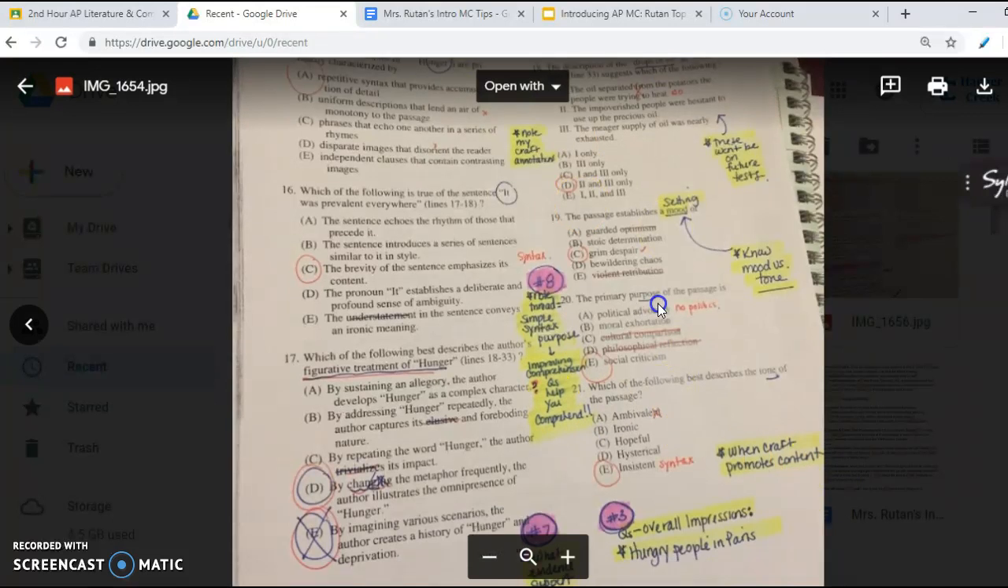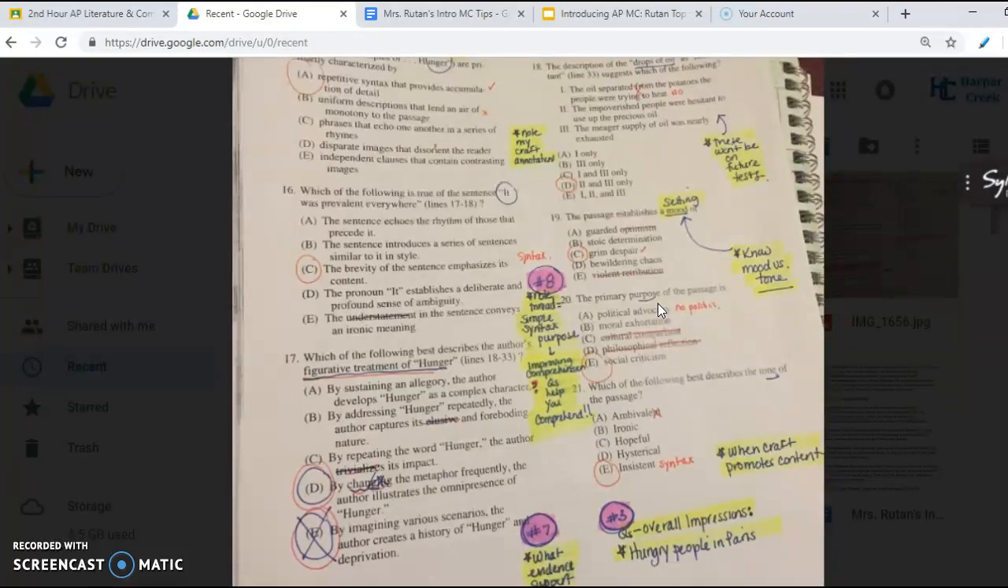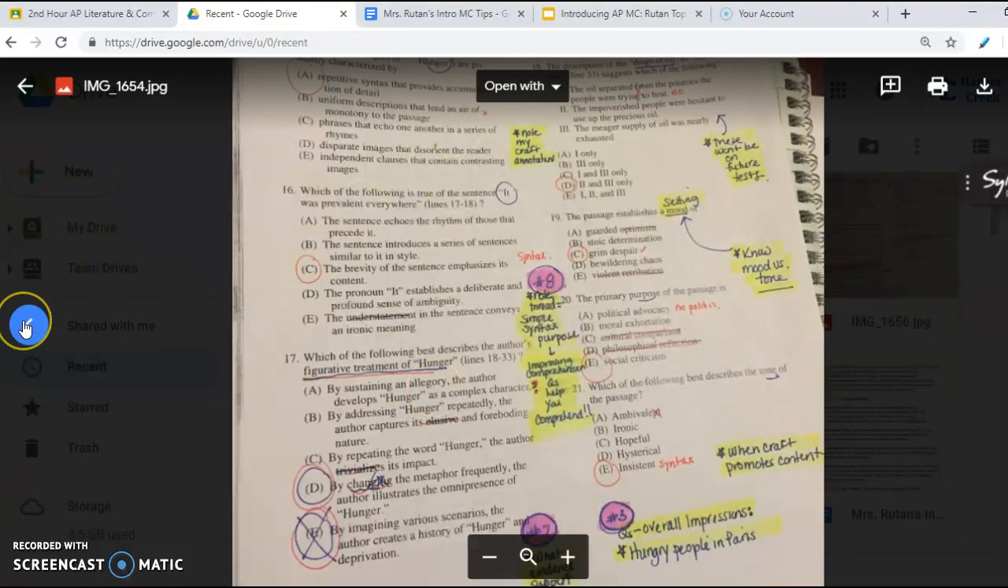Then I annotate at the end. You don't have to, because it does feel like a time waste. But my overall impression is this is about hungry people in Paris. We'll see if those predictions ring true. So those are my pre-reading strategies: preview and predict, use the footnotes, annotate the questions, and then maybe give yourself an overall impression, whether that's just in your brain or on the page with an annotation.